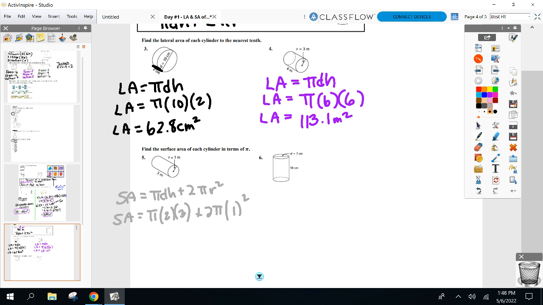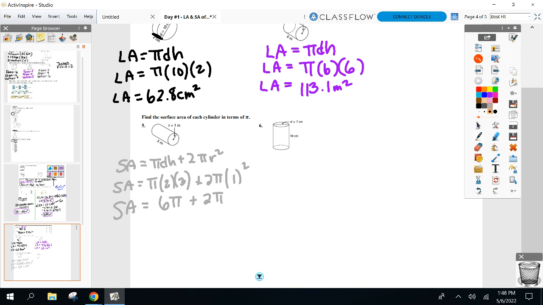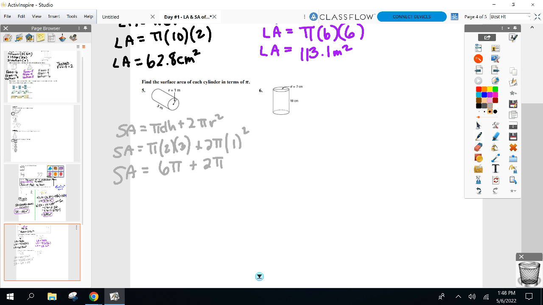We need the calc for this. It's in terms of pi, so we shouldn't be rounding to the nearest. Ready? 6 pi for the lateral area. And then what do we got? 2 pi for the circles. I know we hit on this very briefly last unit. Can you combine those two? 6 pi and 2 pi. They both have pi's in them? Combine them. As long as they both have pi's, combine them. So this is going to be 8 pi square meters. Yep.